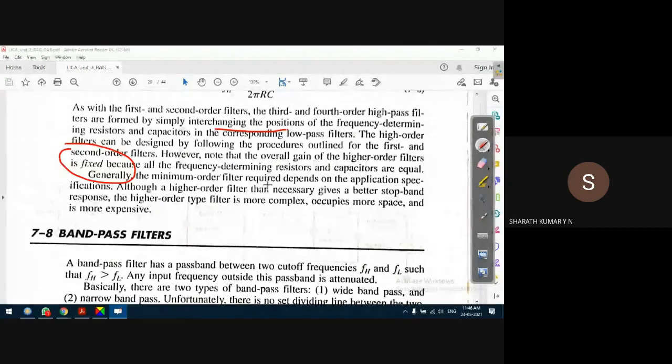Generally, the minimum order of filter required depends on the application specification. Although a higher order filter than necessary gives a better stop band response, a higher order filter is more complex, occupies more space, and is more expensive. So that's a drawback of going for a higher order filter.